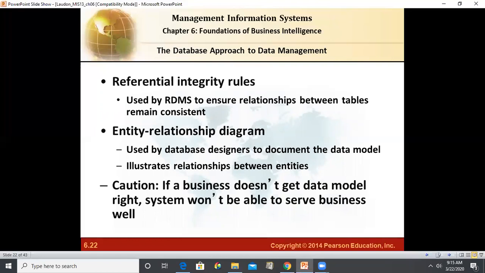We also have, we encountered the ER diagram before, which is used by database designers to document the data models or illustrate relationships between entities.